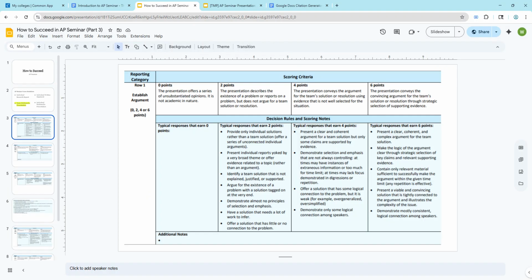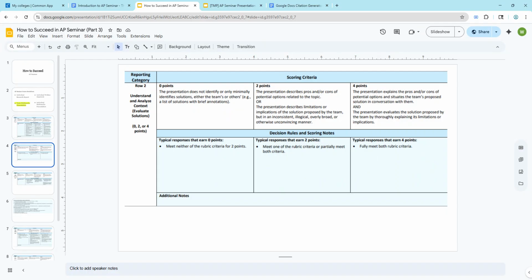Typical responses that earn 6 points present a clear, coherent, and complex argument for the team's solution. Make the logic of the argument clear through strategic selection of key claims and relevant supporting evidence. Contain only relevant material sufficient to successfully make the argument within the given time limit. Any repetition is effective, and I'll actually talk about this kind of repetition later on. Present a viable and convincing solution that is tightly connected to the argument and illustrates the complexity of the issue. Demonstrate mostly consistent logical connection among speakers.